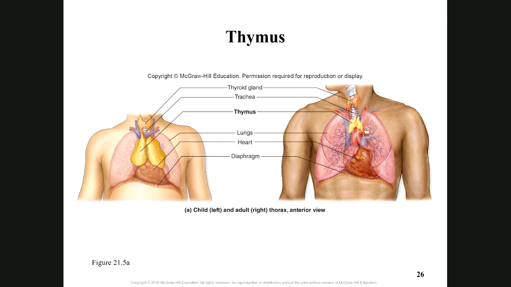The thymus has two lobes, right lobe and left lobe, and these two lobes are connected together with a small horizontal part, which we call isthmus. And inside the thymus, we have different compartments, and each of these compartments is called one thymic lobule, and the thymus is covered by a tissue capsule from outside.